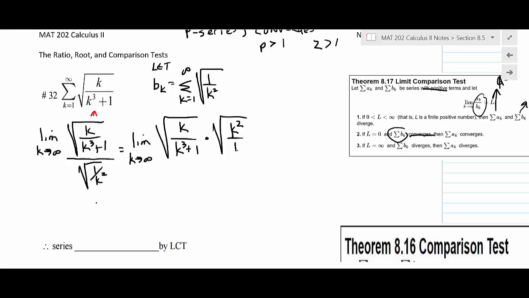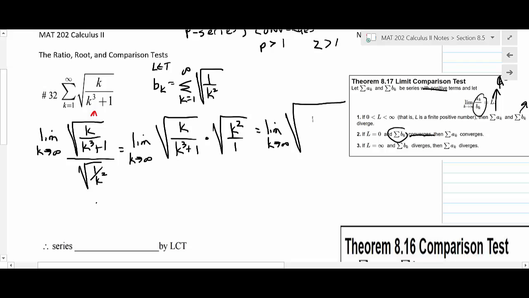We were dividing by a fraction, so we're multiplying by the reciprocal. Okay, next thing you're going to do is the limit as k goes to infinity, and they're both under a radical. That's the reason that I chose this right here to be like that.